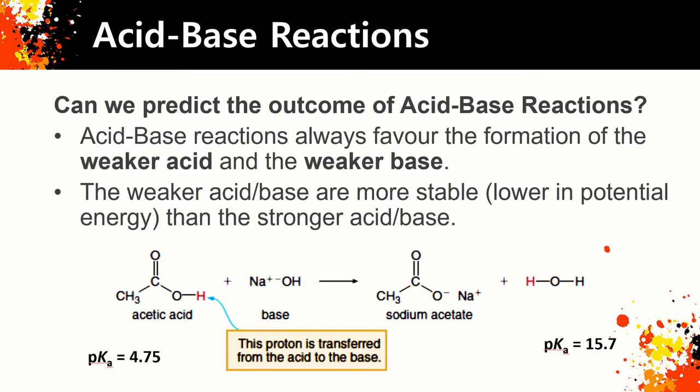So another question here is, can we therefore predict the outcome of an acid-base reaction knowing all that we know? Can we predict the outcome? So acid-base reactions always favor the formation of the weaker acid and the weaker base. So the weaker acid or base are more stable, right? In other words, lower in potential energy than the stronger acid or base, right?